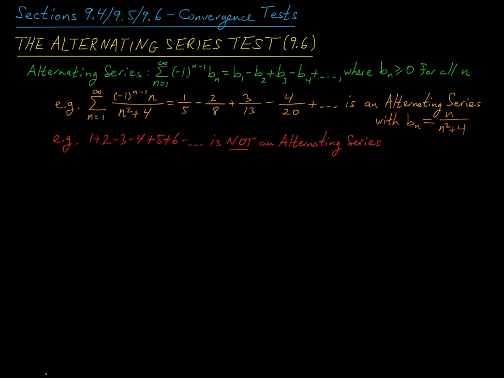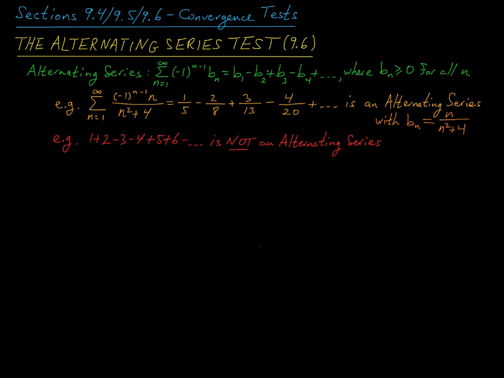Okay, the next convergence test we're going to look at is known as the alternating series test, and you can find this in section 9.6 in the textbook. First I just want to say what an alternating series is. It's a series of the form b1 minus b2 plus b3 minus b4 and so on. So you see this alternation in sign. And here, b sub n is greater than or equal to 0 for all n.